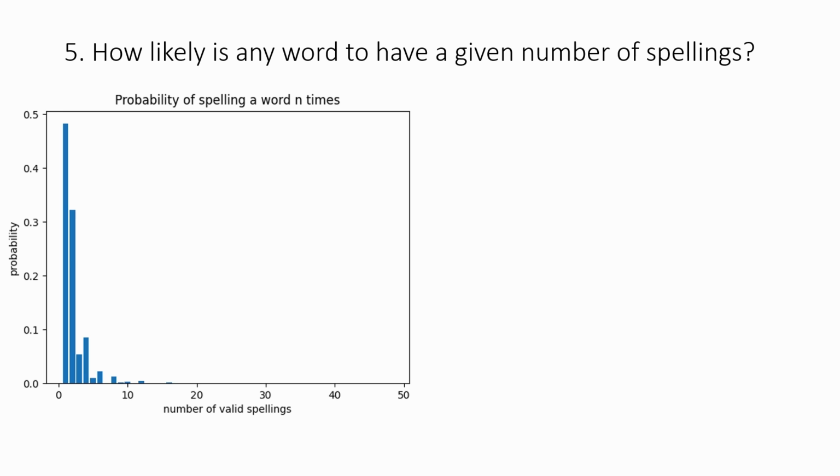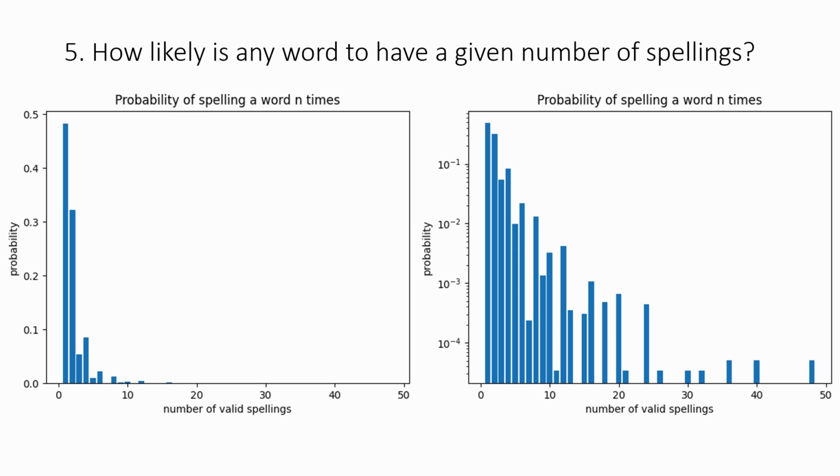The last question for us to answer: how likely is any word to have a given number of spellings? So if you graph it out, it looks kind of like this, which looks like nothing's going on. So the vast majority of words can either be spelled 1 or 2 times. But if you plot the same graph on a log scale, we get this majesty. I mean, look at this thing. It's got so much to offer to us.